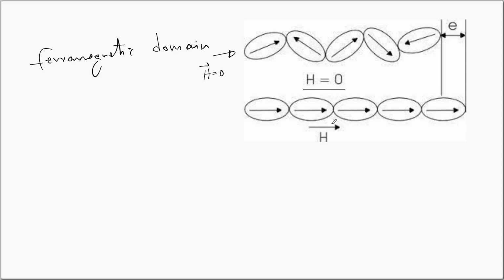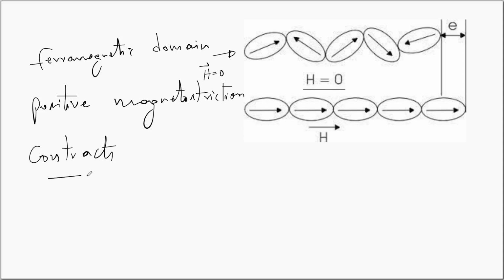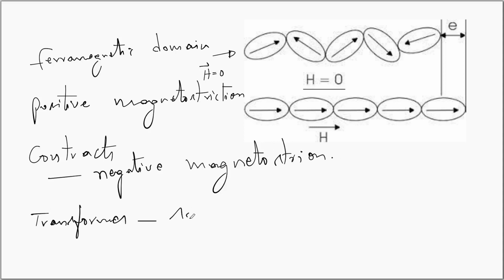Magnetostrictive materials can expand or contract in response to the applied external magnetic field. Suppose the material expands, then you call it positive magnetostriction. On the contrary, in response to the applied magnetic field, if the specimen contracts, then you call it negative magnetostriction. The humming sound from a transformer is essentially due to magnetostriction.